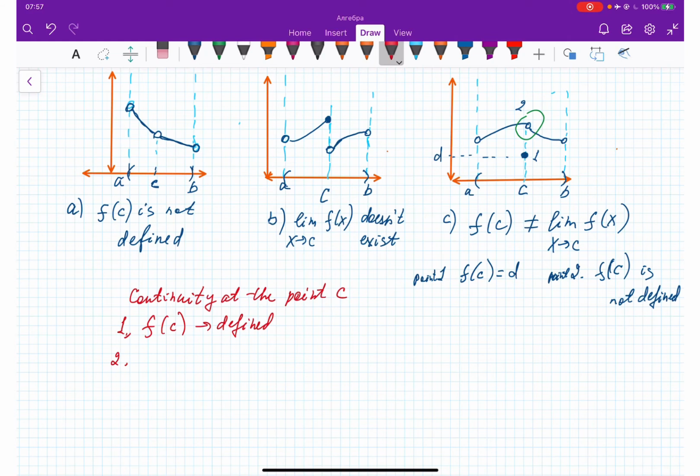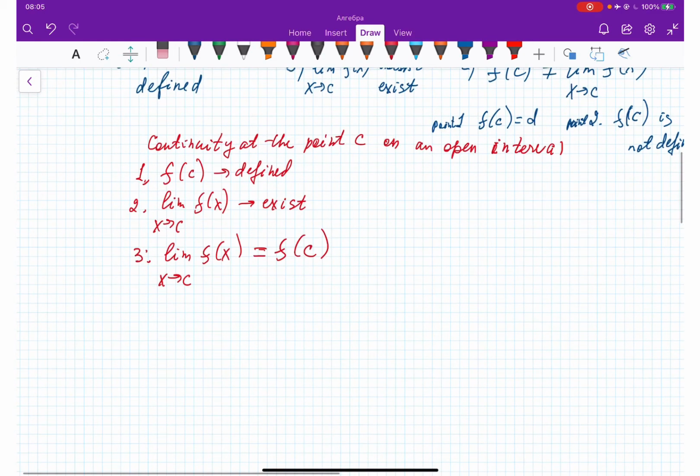Second condition, limit f of x where x approaches C does exist. See, that's related to graph B, so the limit doesn't exist. And third condition, when limit f of x, where x approaches C, is equal to function f of C.